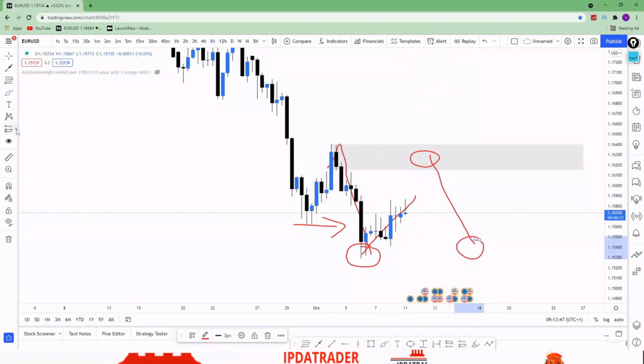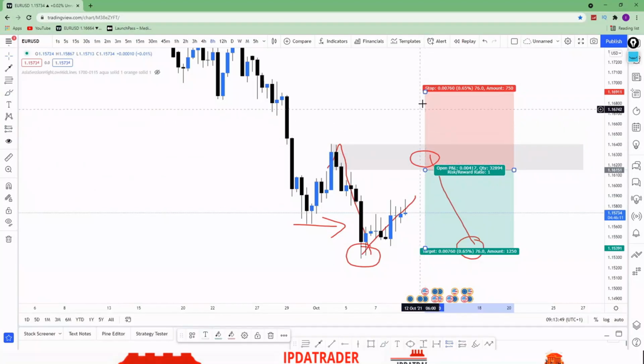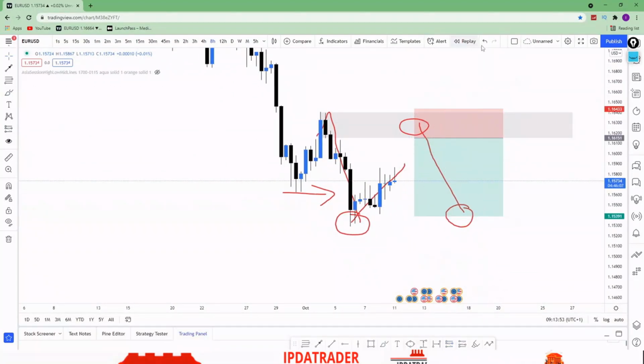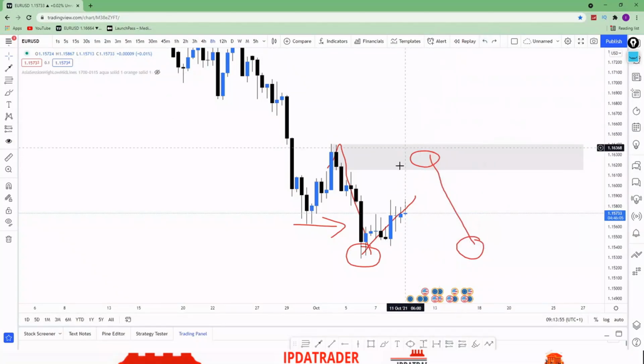I wouldn't just place a sell limit over here and put my stop loss above it. No, that's not something I would do. I would actually go ahead and wait for price to hit my POI and then look for confirmations in lower time frames to potentially execute sales, right?